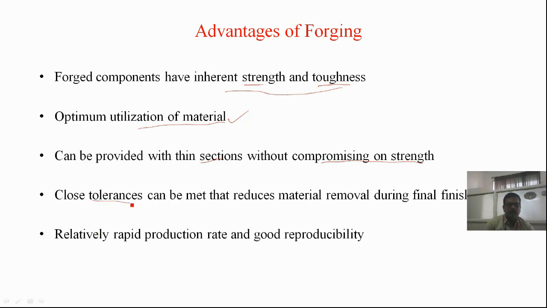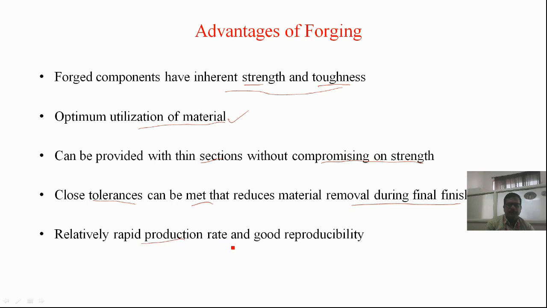Close tolerances can be met, which reduces the metal removal during the final finishing. When we are doing forging, the tolerances or surface finish are very close to the requirement, so in the finishing operations you don't need to remove the material to get to the required size and shape.